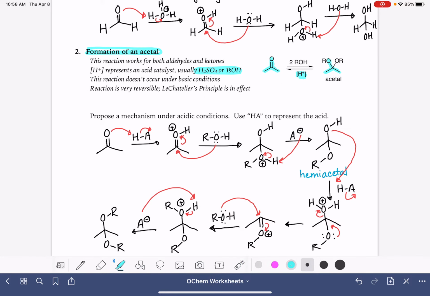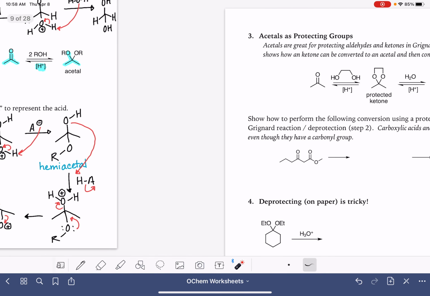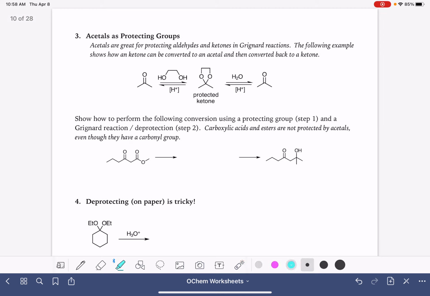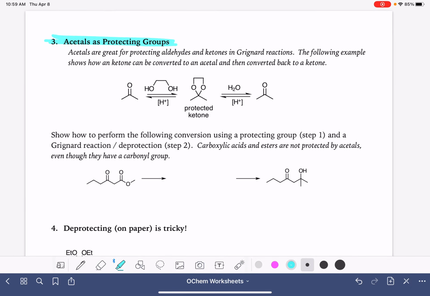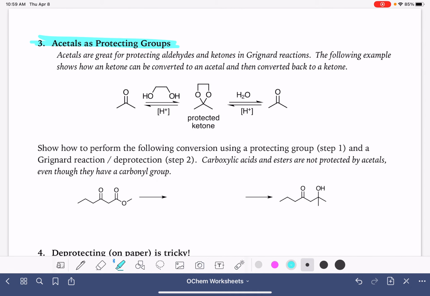Now let's talk a little bit about what we can do with these acetals. They're actually very useful molecules. And one of the applications of the formation of the acetal is to use it as what we refer to as a protecting group. Because acetals are really easy to put on molecules and take off of molecules, they work really well as a protecting group. As a reminder, a protecting group is when we take a functional group and temporarily transform it into something that is non-reactive, and then do some sort of reaction with the rest of the molecule.